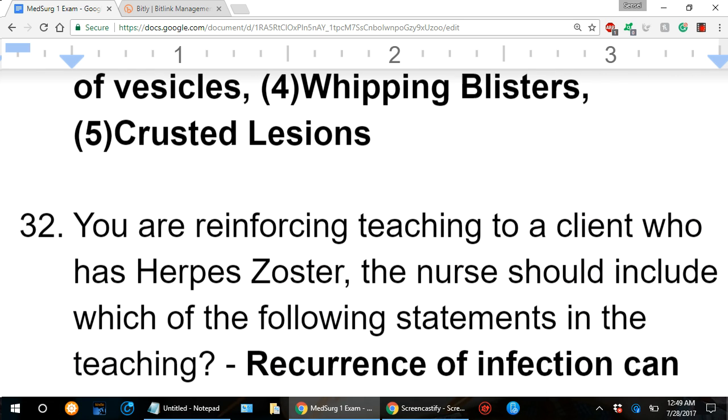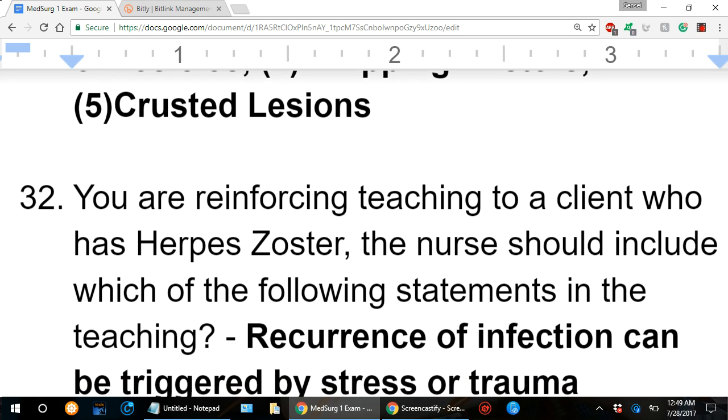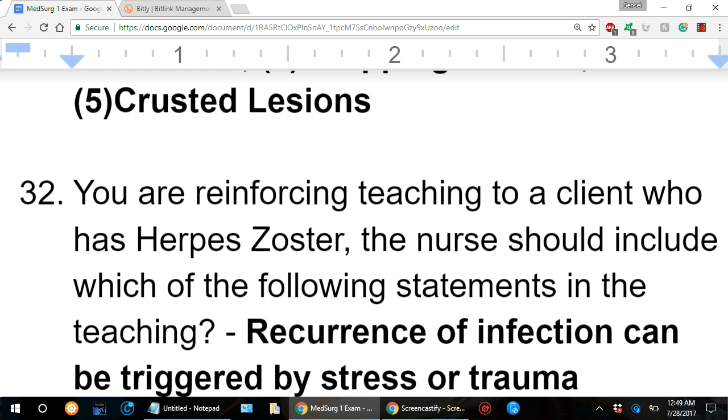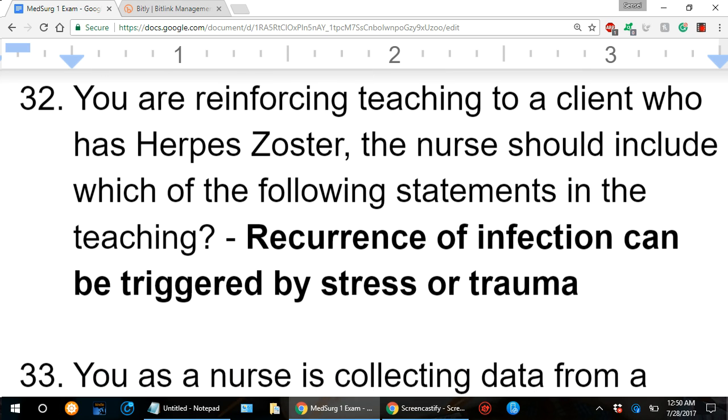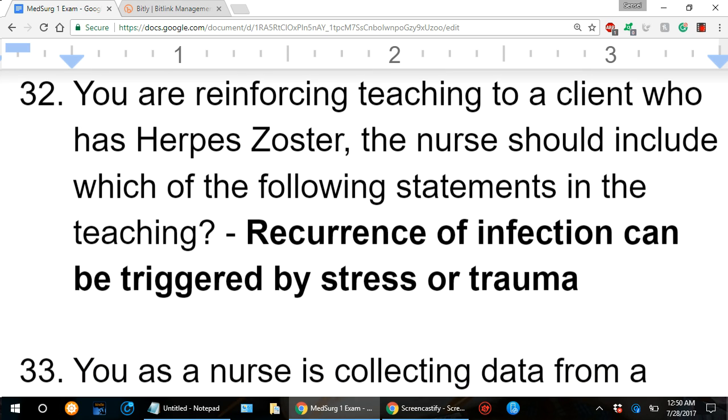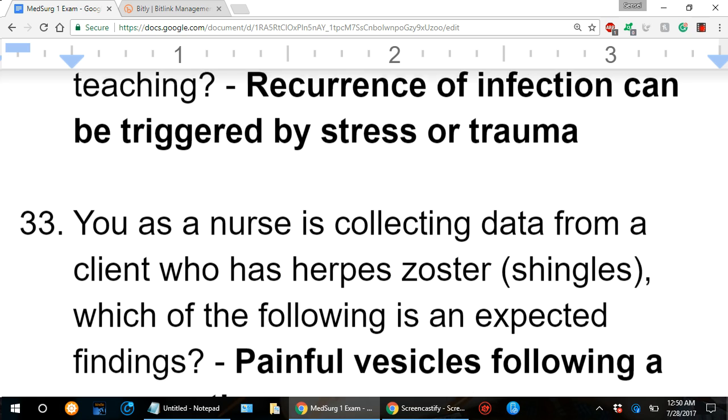You are reinforcing teaching to a client who has herpes zoster. The nurse should include which of the following statements in the teaching? Recurrence of infection can be triggered by stress or trauma.